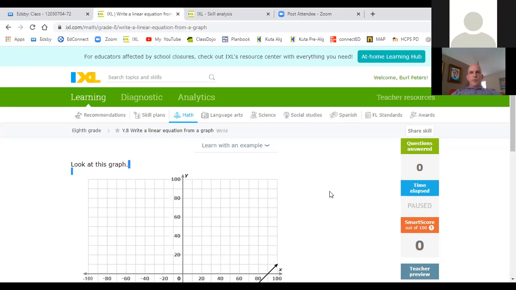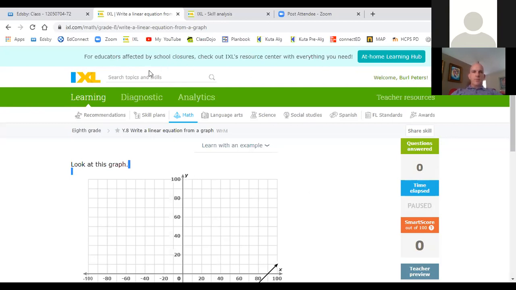So for example, on the screenshot here, I would want to make sure that I'm getting not only this area here that shows what section I'm working on, but also your name up here to show that you're signed in. Okay, and it has questions answered, time elapsed, and a SMART score. So please make sure that you're getting a full screenshot.